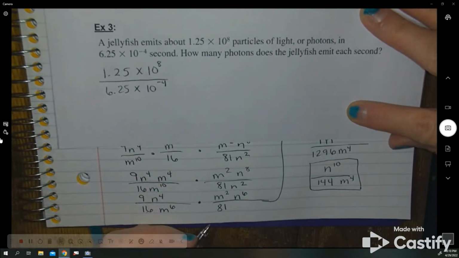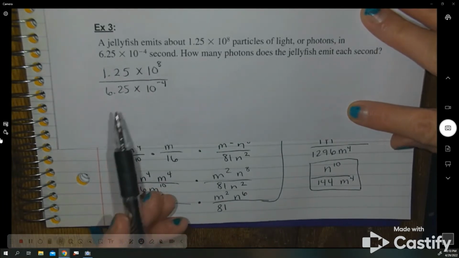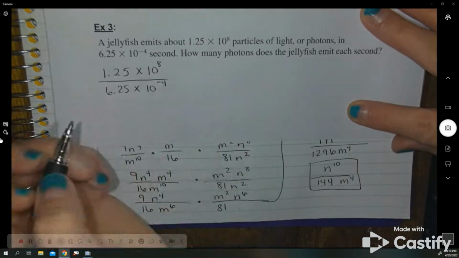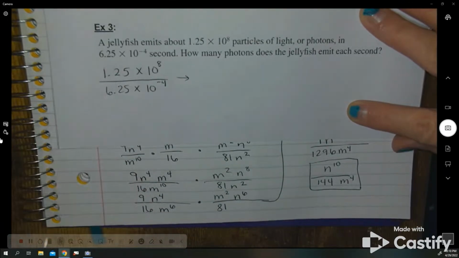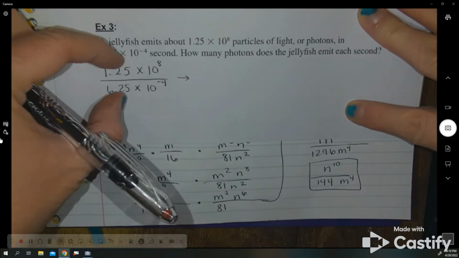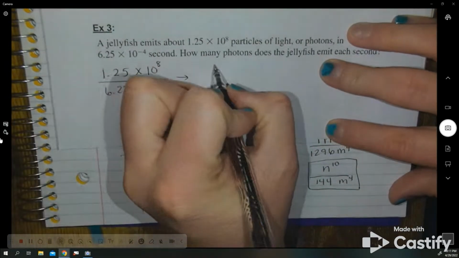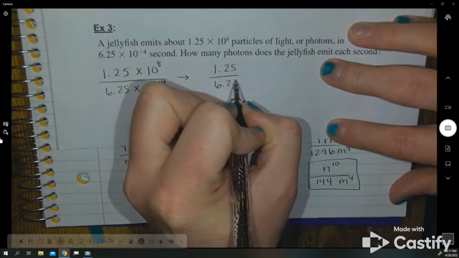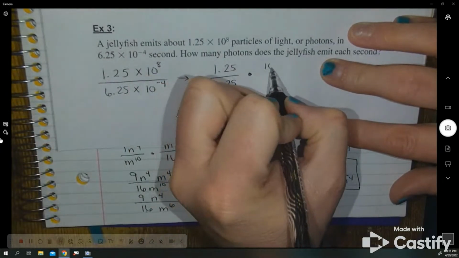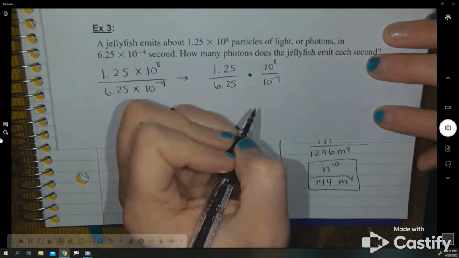Right now I'm going to use the x for multiplication, but so that we don't think it is a variable, in the next step I'm going to use just the regular multiplication symbol, the dot. So I'm going to take these part by part. These are similar bases because they're just numbers with a decimal, and then these have a base of 10. So I'm going to separate them into their own bases and their own fractions. So I have 1.25 divided by 6.25 times 10 to the 8th divided by 10 to the negative 4.